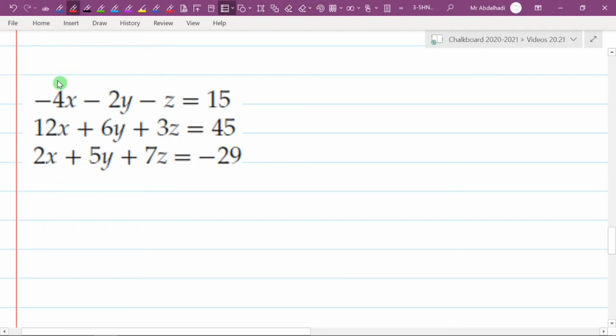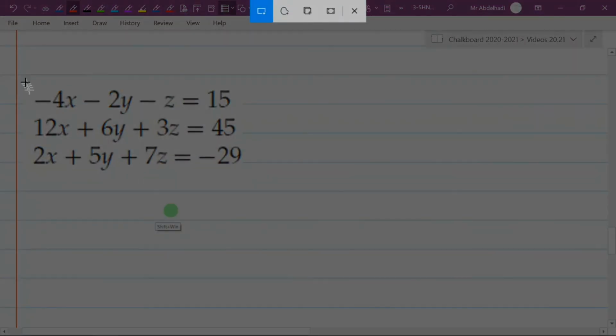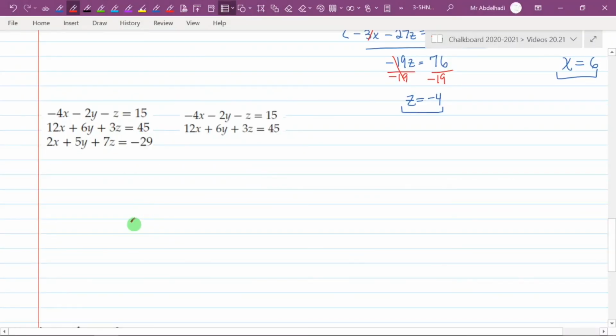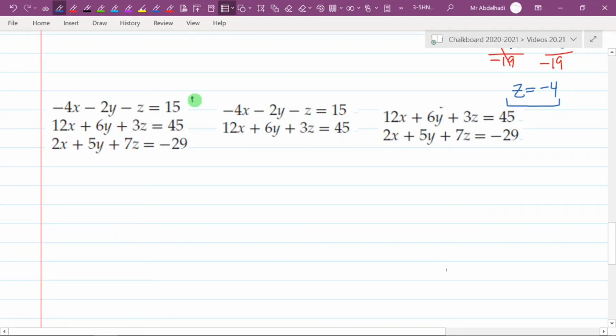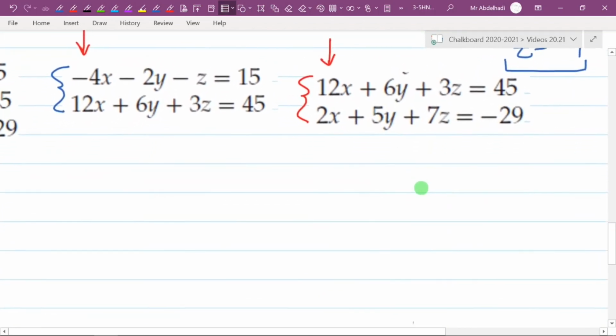So let's split this up. We'll take the top 2 equations, put them over here, and the bottom 2 equations. So once again, the top 2 would be these 2 here. The bottom 2 would be these 2 here. And we've decided we're going to get rid of the x's because the least common multiple for the x's is the lowest. So let's go ahead and do that.